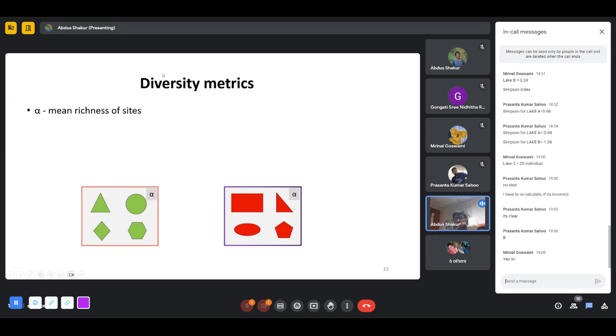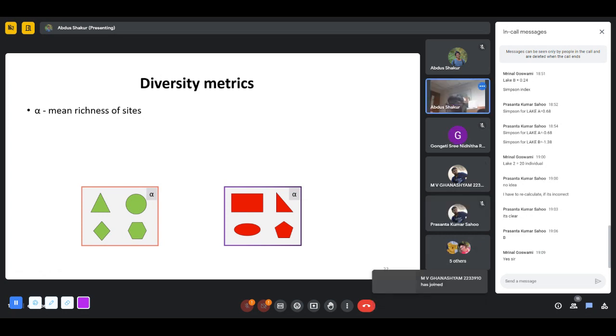So the first one is alpha diversity. Okay, alpha. What does that mean? Alpha diversity means the mean species richness of a site. So if you say this is a site and this is another site, and you want to find out the number of species present in each site, the value is called alpha diversity. So what is the alpha diversity of site 1 and site 2?